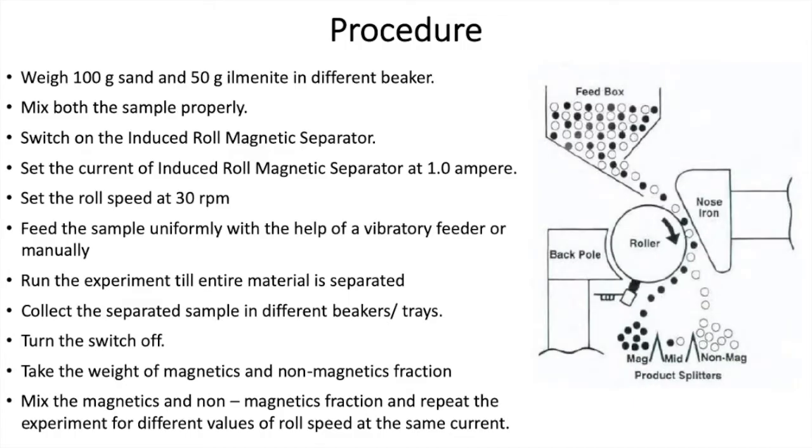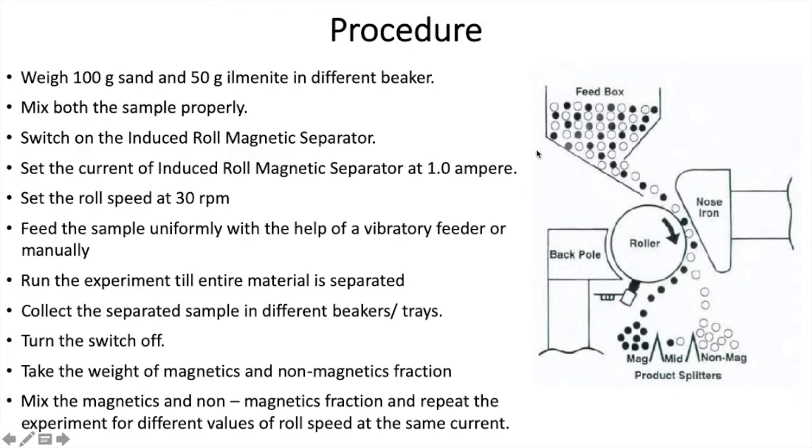This is the procedure defined for the experiment. Weigh 100 grams of sand and 50 grams of ilmenite in different beakers. Then mix both the samples properly and uniformly. Then switch on the induced roll magnetic separator device. Then set the current of the induced roll magnetic separator at 1.0 ampere.